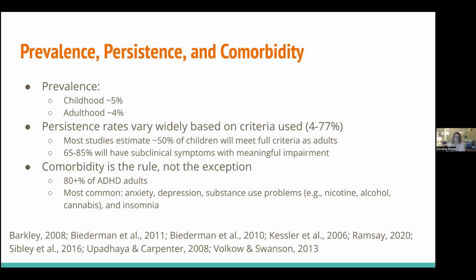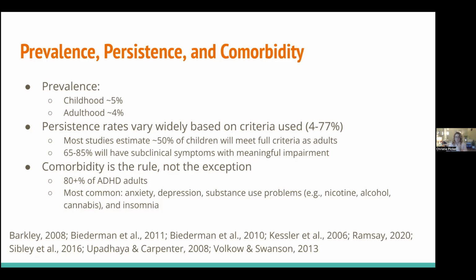Important note is that most of these studies were conducted using DSM-4 criteria, which had a higher symptom requirement for adults. It required 6+ symptoms in a domain across the age span, and in DSM-5, that symptom criteria was reduced to 5 or more for adults. So we might see that change.